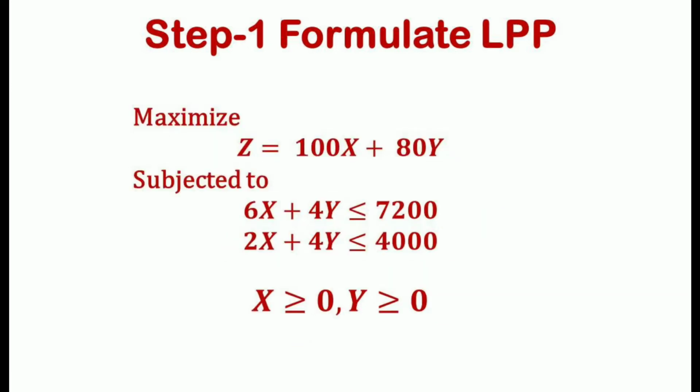So here the first step is completed, that means formulating the linear programming problem. So here the problem is maximization of profit, that is Z is equal to 100x plus 80y, subject to the constraints. We have two constraints, that is 6x plus 4y less than or equal to 7200 and 2x plus 4y less than or equal to 4000. And at the same time the value of x should be greater than or equal to 0 and the value of y also greater than or equal to 0.